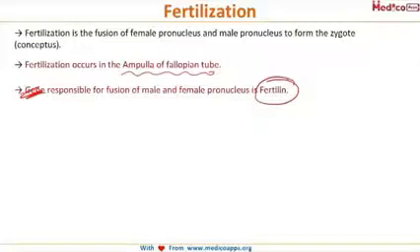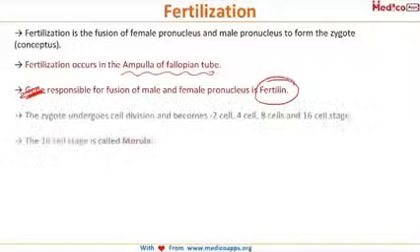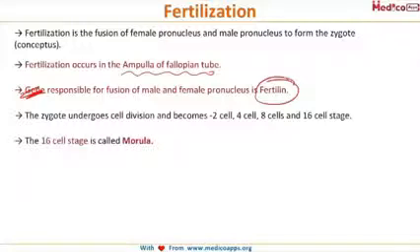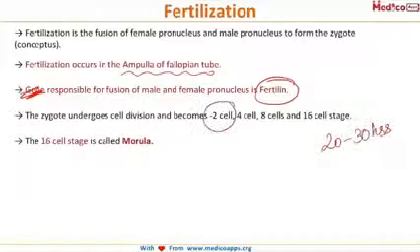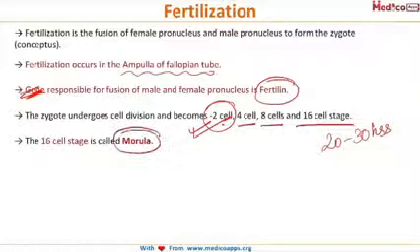Now, once the zygote is formed, mitotic division starts in it, and after 20 to 30 hours, it leads to the formation of two blastomeres. So, it takes 20 to 30 hours for the formation of two cell stage or two blastomeres, and this is again one question. After this, it follows a binary type of division, and from 2 cell it becomes 4 cell stage, 8 cell stage, 16 cell stage, and this 16 cell stage has a special name, and that is called morula, because it resembles a mulberry.